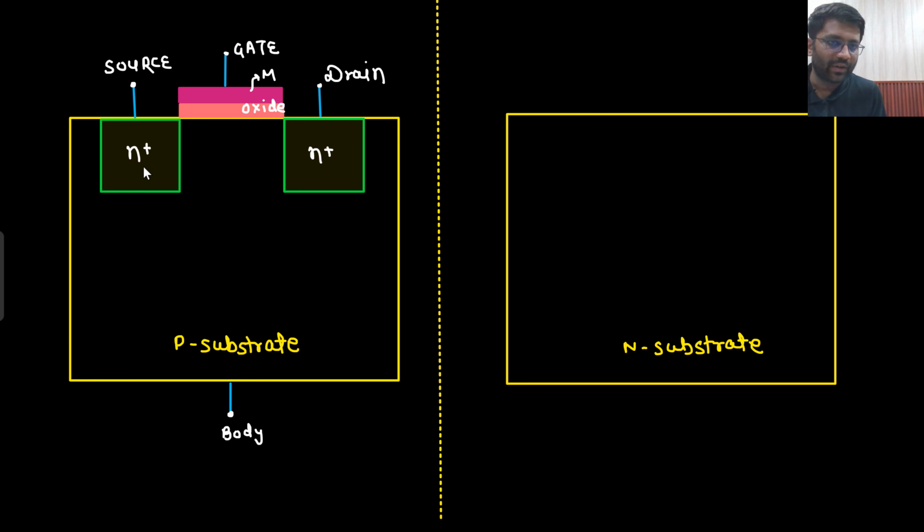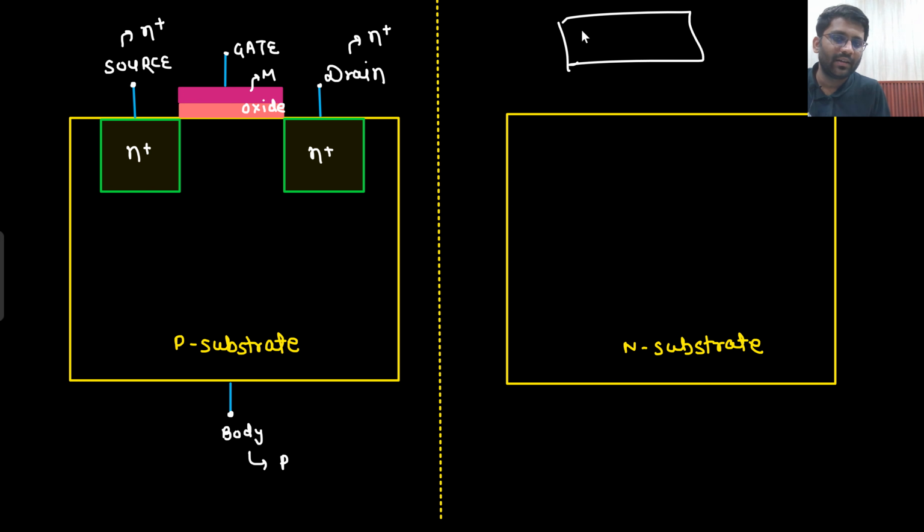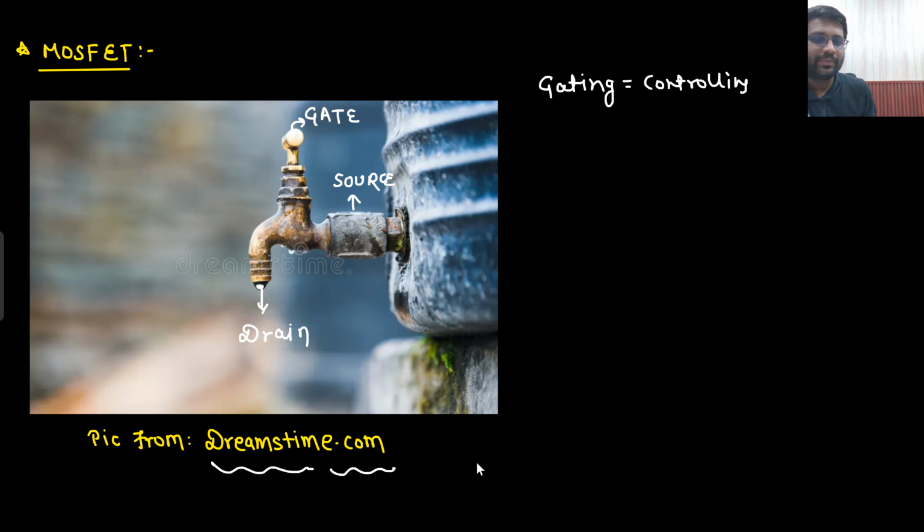So source is connected to N plus. Drain is connected to N plus. And body is connected to P substrate. When we made NPN, there I said that emitter is connected to N plus, base is connected to P, and collector is connected to N. So similarly, body is connected to P, source is connected to N plus, drain is connected to N plus. And then there is a gate as well, there is oxide as well, and then there is this substrate as well. Now let's go back to this picture.